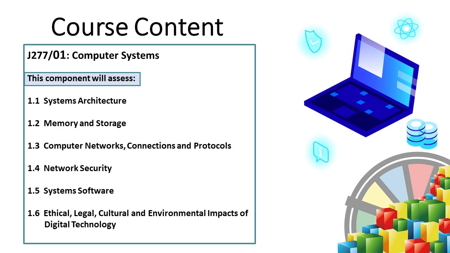The course content. The course content for paper 1, which is titled Computer Systems, are as follows. We have Systems Architecture, Memory and Storage, Computer Network Connections and Protocols, Network Security, Systems Software, and finally, ethical, legal, cultural, and environmental impacts of digital technology on society.